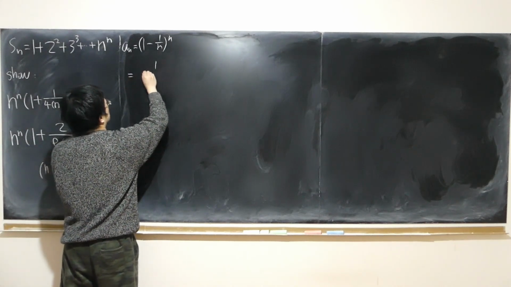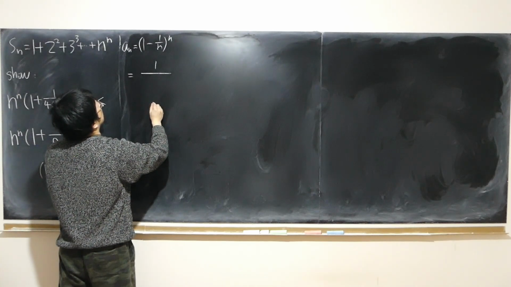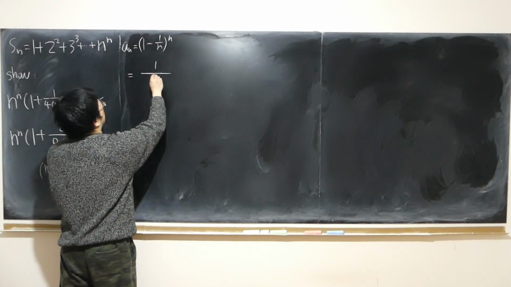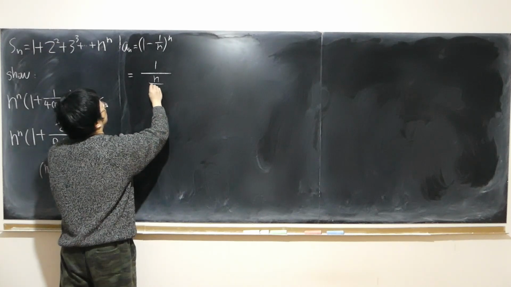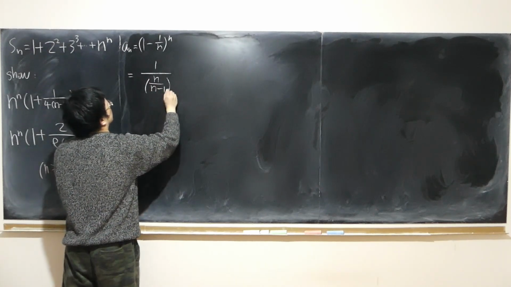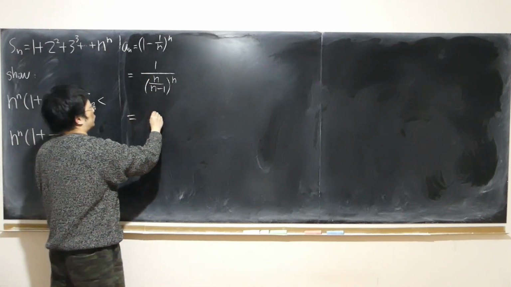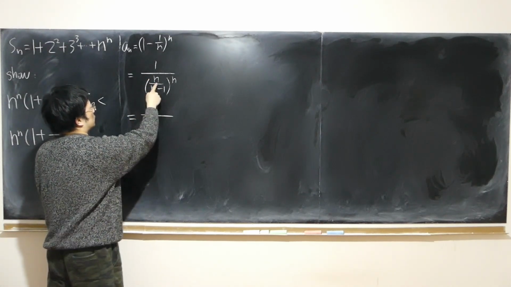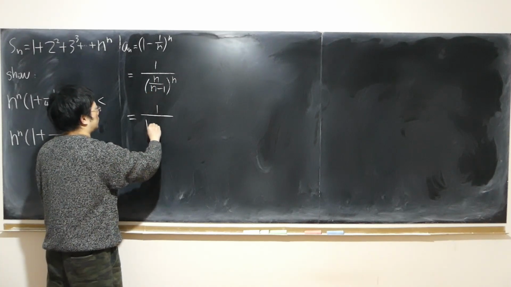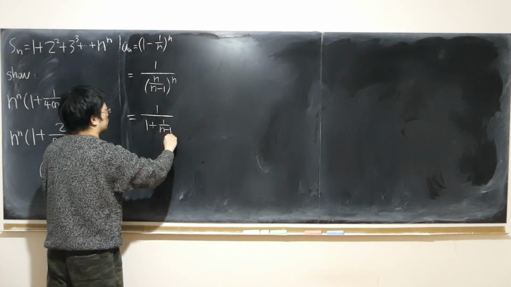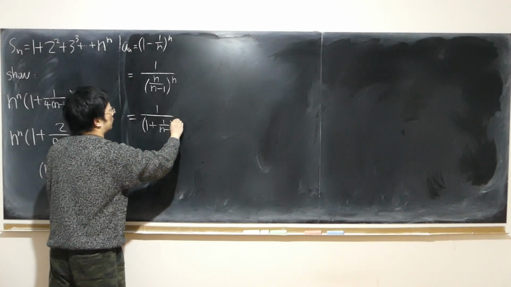Rewrite it into 1 over ((n over n minus 1) to the power of n). Same thing, right? Take the reciprocal, so separate the fractions. So n minus 1 plus 1, so (1 + 1/(n-1))^n. Right?